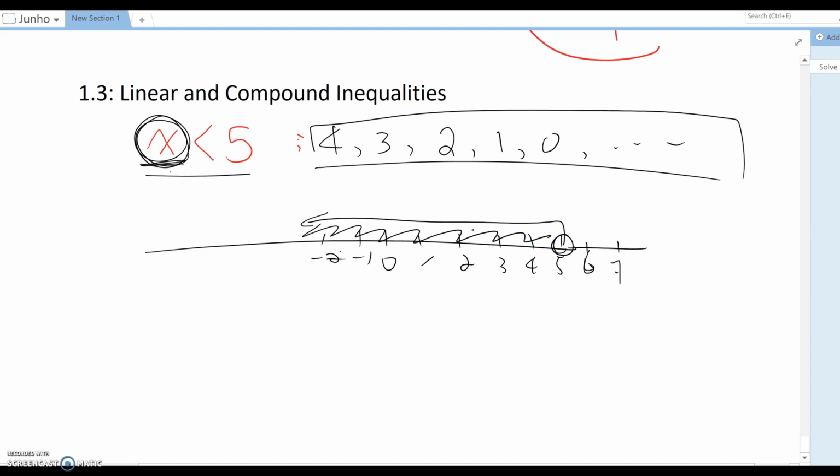But you may notice that I put an open circle here, right? It should be an open circle because x cannot be 5. The x value can be really close to 5, such as 4.999, 4.9999999, but it cannot be exactly 5. So we have to open this one here.